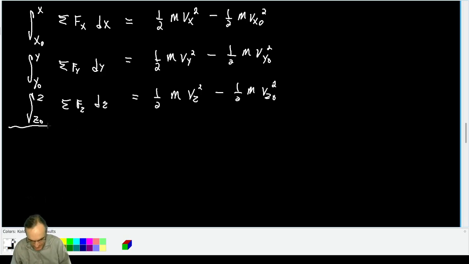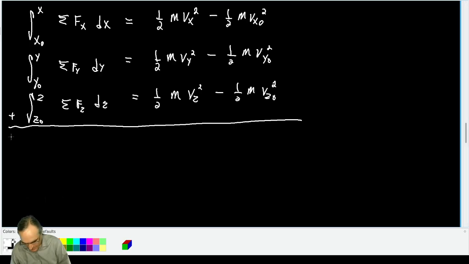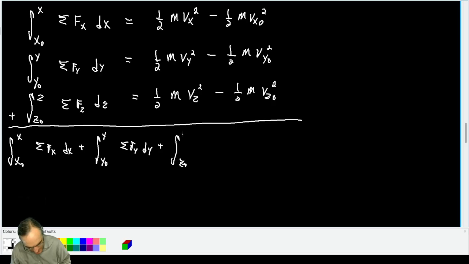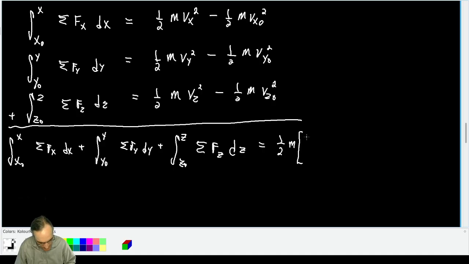Now what we're going to do is add all of these components up and see what we get. So we've got an integral between x0 and x, sum of forces in x dx, plus the integral from y0 to y, sum of forces in y dy, plus the integral from z0 to z, sum of forces in z dz, equals the 1/2 m, which is completely common. I'm going to pull that out in front for convenience.